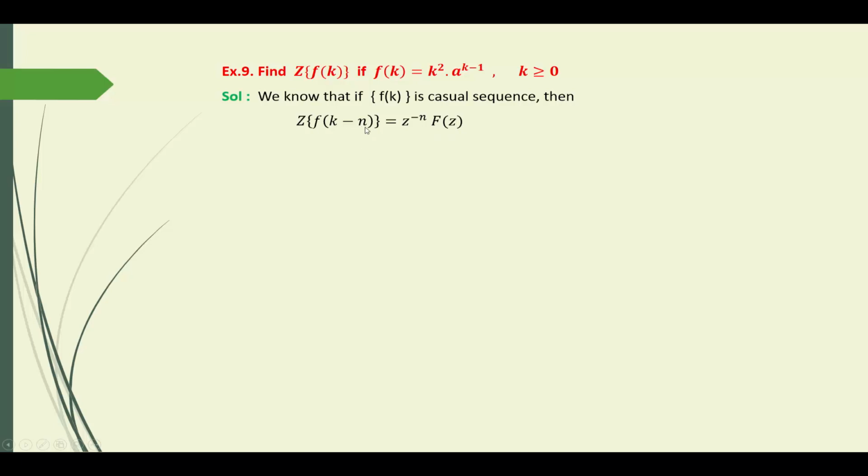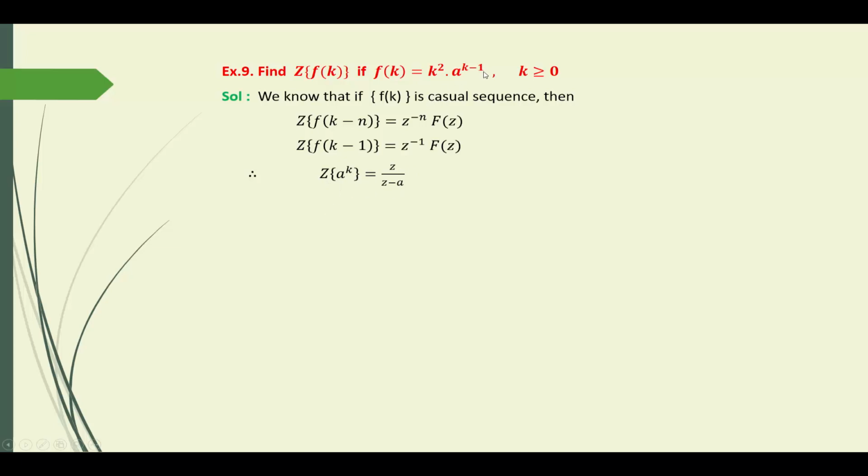Put the value of n equal to 1. Put n is 1, therefore z transform of f of k minus 1 is z raised to minus 1 into capital Fz. Now we know the formula: z transform of a raised to k equal to z upon z minus a.